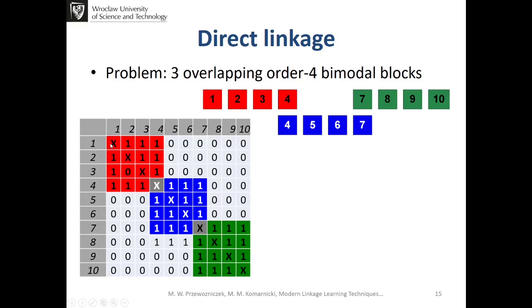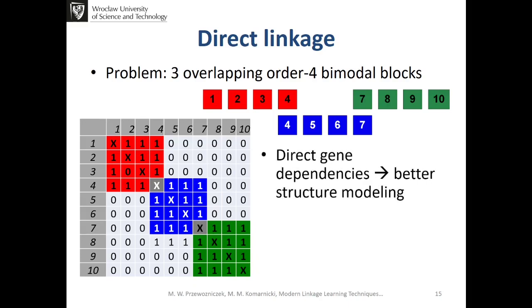We want to know that gene number 1 is directly dependent on genes 2, 3, and 4, and nothing more. And gene number 4 is directly dependent on genes 1, 2, and 3, because it's a part of the red block, and genes 5, 6, and 7, because it's a part of the blue block. So if we get only direct gene dependencies, then we will be able to better model the structure of overlapping problems. And the question is, can 3LO support such linkage? Can 3LO support only the direct linkage?